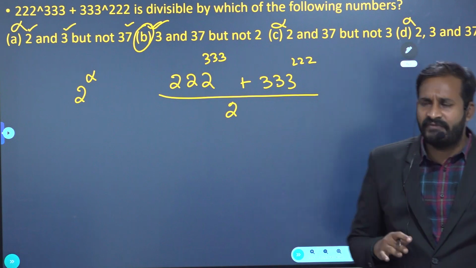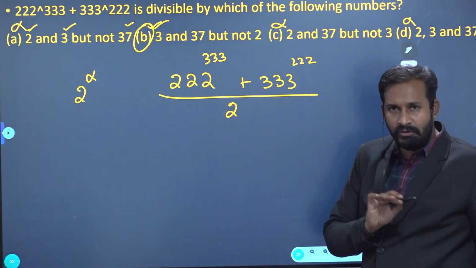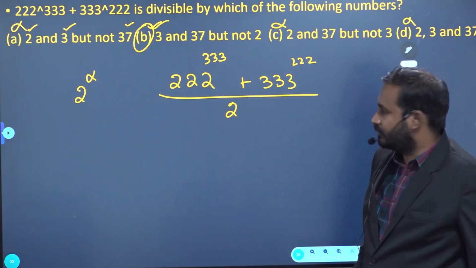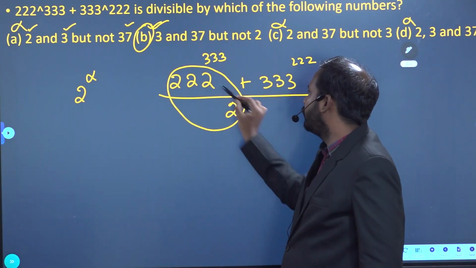But if you don't identify that also, it doesn't matter. Simply check, is it divisible by 2? No, it is not at all divisible by 2. Just now I told you the reason. Or else if you have any doubt, 322 by 2, what is the remainder? 0.